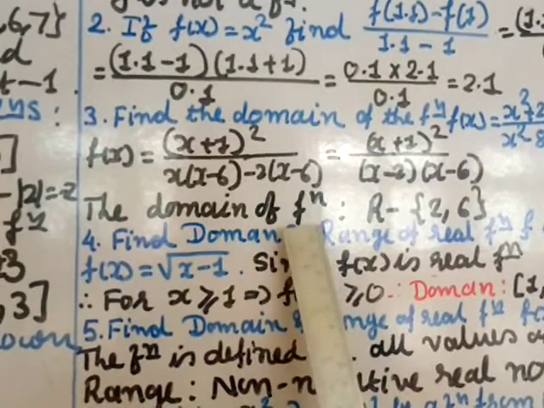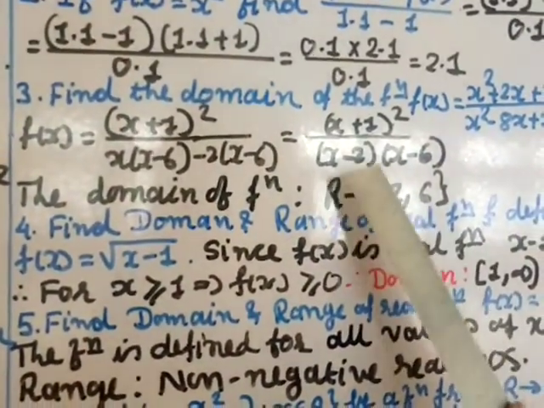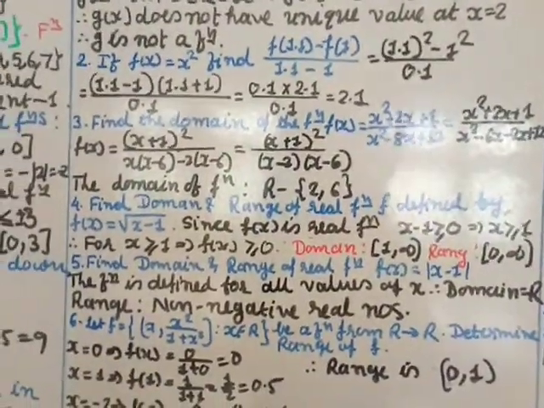Therefore the domain of the function will be R, but from R we have to eliminate the numbers 2 and 6. So R minus the set {2, 6}. So that is the solution for question number 3.